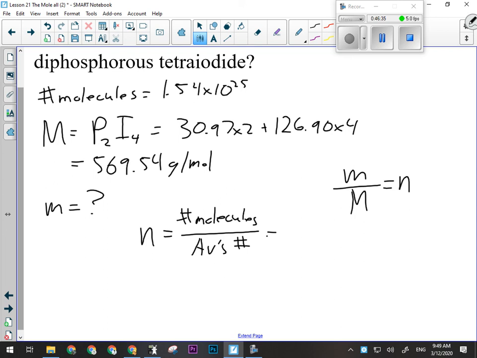So that's going to look in this question like this: 1.54 times 10 to the 25 divided by 6.02 times 10 to the 23. I'm taking the number of molecules I have and dividing it by the number of molecules in 1 mole. That'll tell me the number of moles, or n. And then I'll be able to go back and calculate the mass.